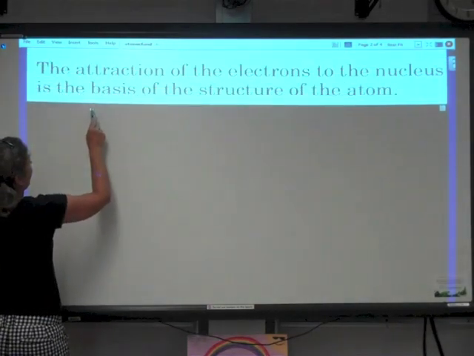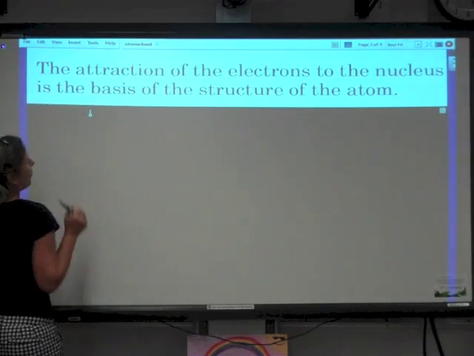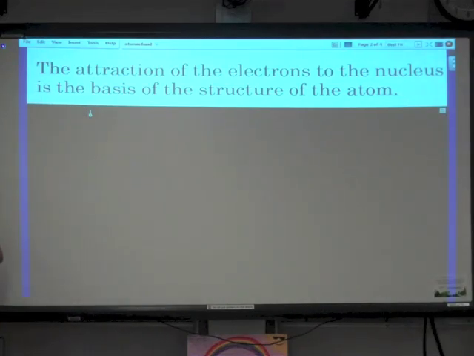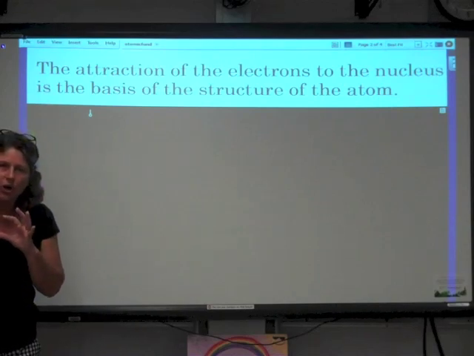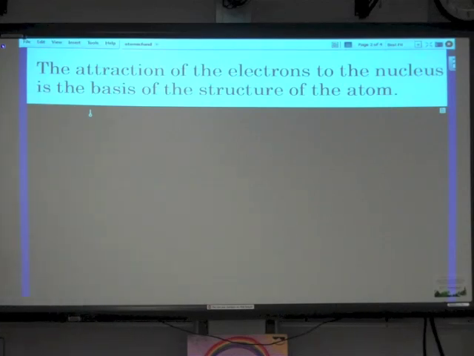Okay, now, what holds an atom together? What holds the electrons orbiting around the nucleus? Well, the attraction of the electrons to the nucleus is the basis of the structure of the atom. So as we'll see in a moment, electrons, and you already know this, I'm sure, electrons have a negative charge, protons have a positive charge, and it is that electrostatic attraction, that electrostatic interaction.